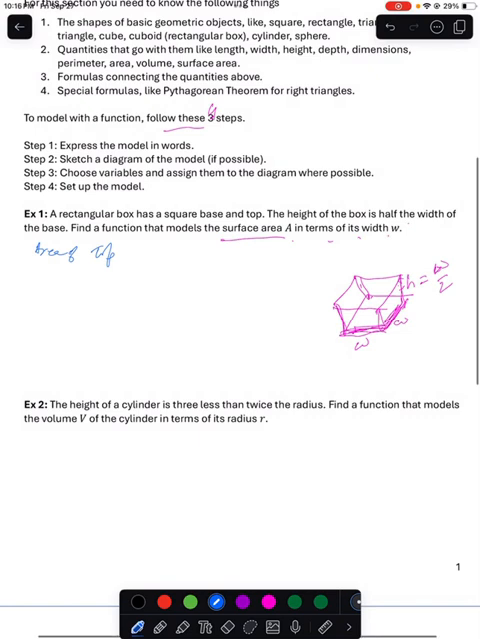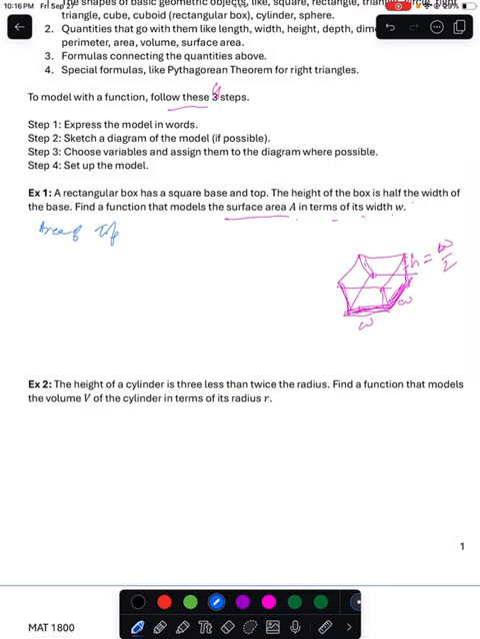You can see the top is a square with each side w. So the area of that will be w square. Now the front, let's say this is the front, is a rectangle whose length is w and height is w over 2. So the area for that one will be w square over 2.